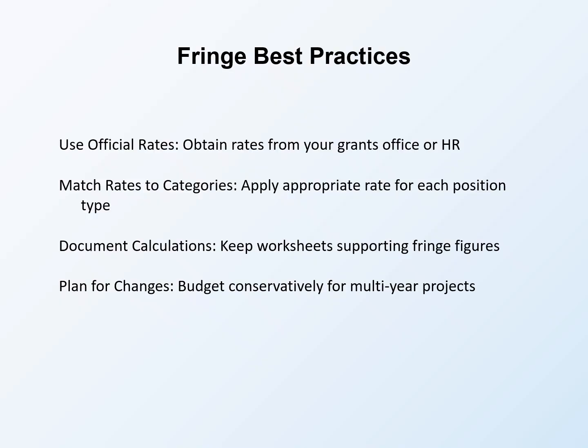Match rates to employee categories by applying the appropriate rate for each position type. Graduate students get student rates. Full-time staff get staff rates. Faculty get faculty rates. This matching ensures your fringe calculations reflect the actual benefit costs for each position.